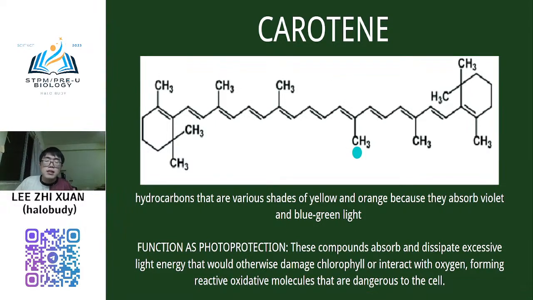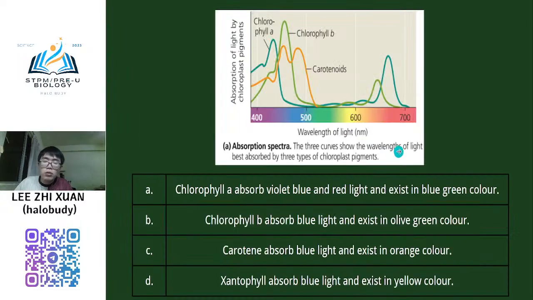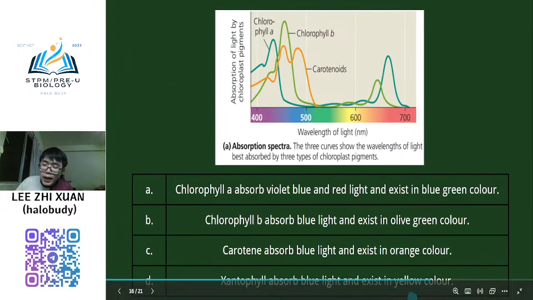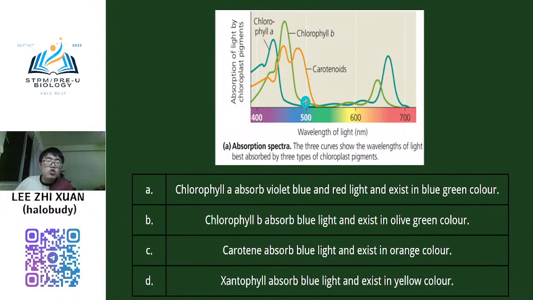But this is just an alternative way to protect the chlorophyll and also protect the cell. Okay, so normally this graph you need to memorize. This is the most important. You must know what all these pigments absorb.